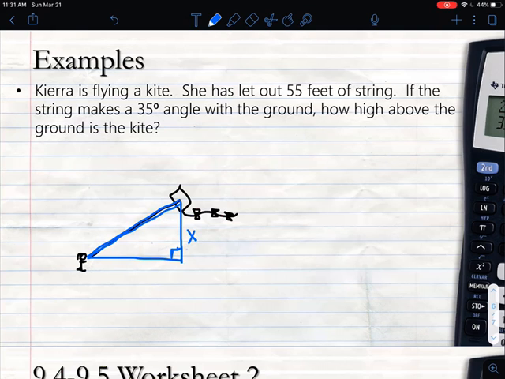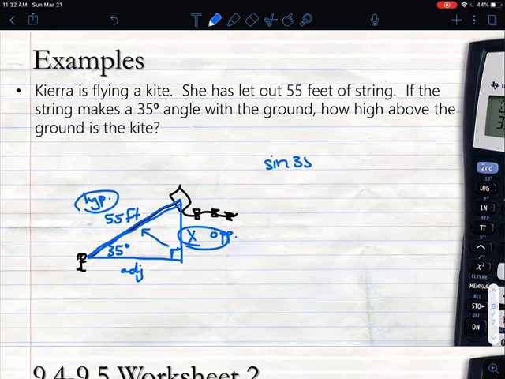And so if I look at the problem here, it says she's let out 55 feet of string. So that means the string, which is this part of my picture, is 55 feet. It says the string makes a 35-degree angle with the ground. So my angle, which is always in the bottom of my triangle, is 35 degrees. And so now if I look at my picture here, my hypotenuse is 55. I'm given the hypotenuse this time. X is across the triangle, so that's my opposite. And then my unlabeled side would be next to the 35, which is adjacent. So in this case, I have an opposite and a hypotenuse. That leads me to sine.